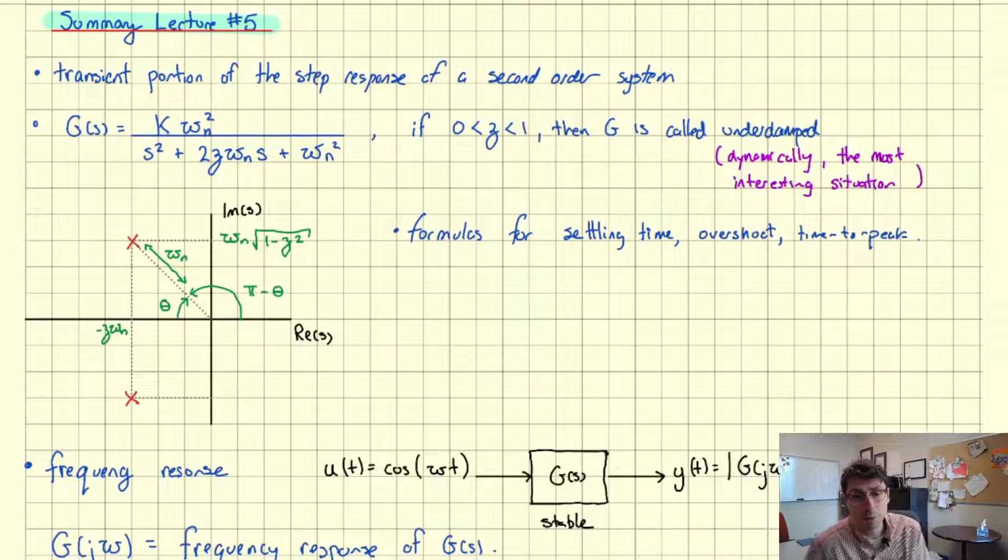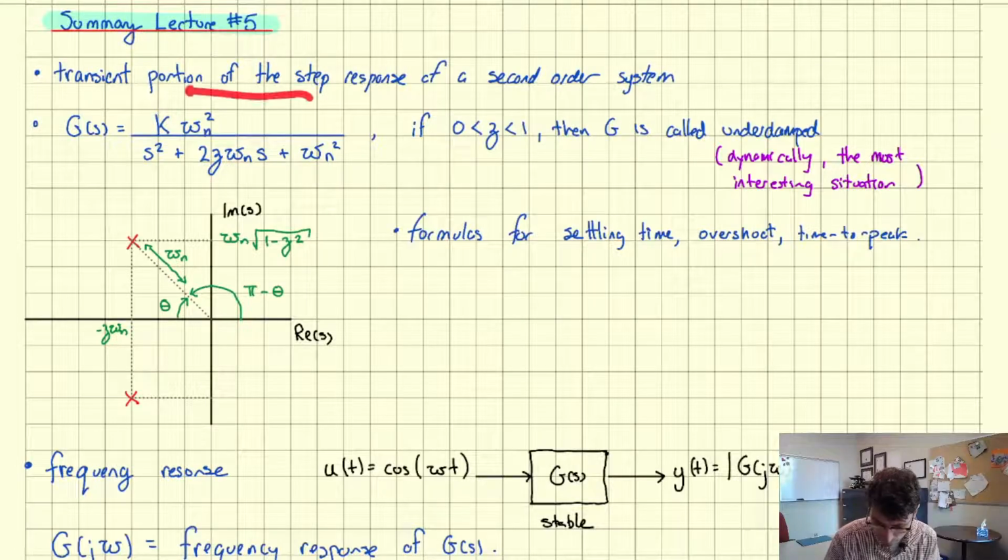Okay, so what did we do last week? We've been talking about the time domain response of systems, and we started focusing on the transient response, so the part of the response which eventually goes away. And it's convenient to assume that the plant is a second order system because it allows us to directly relate pole locations to some of the characteristics of that transient response.